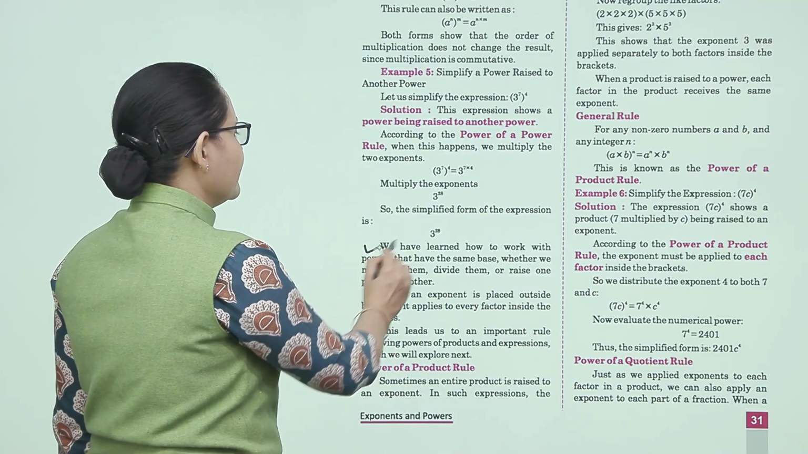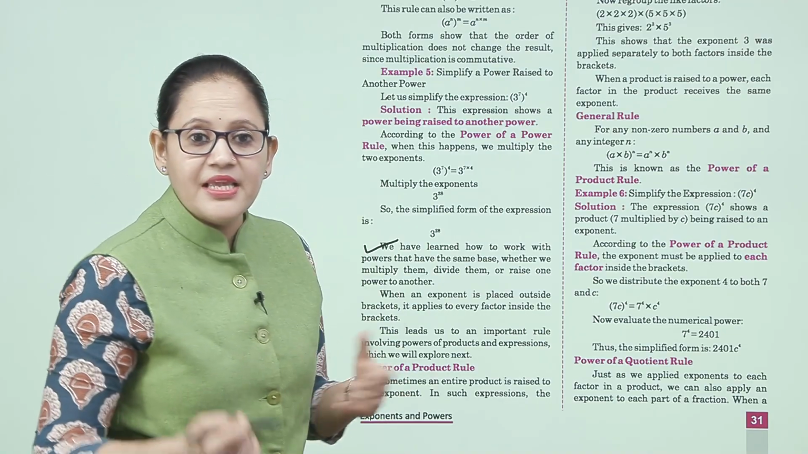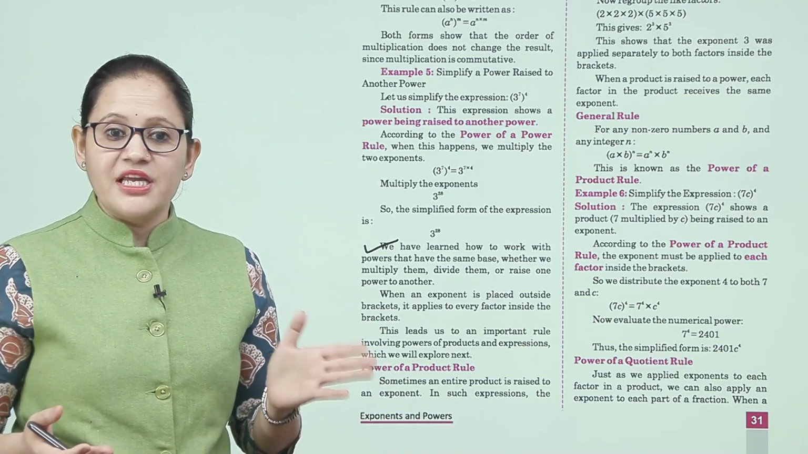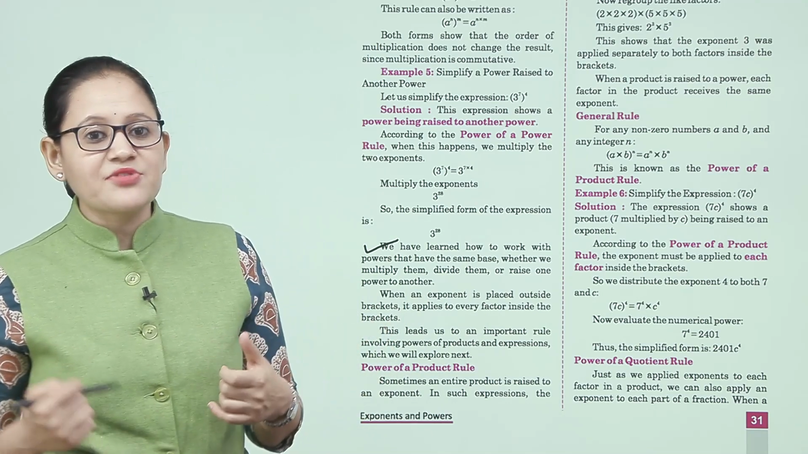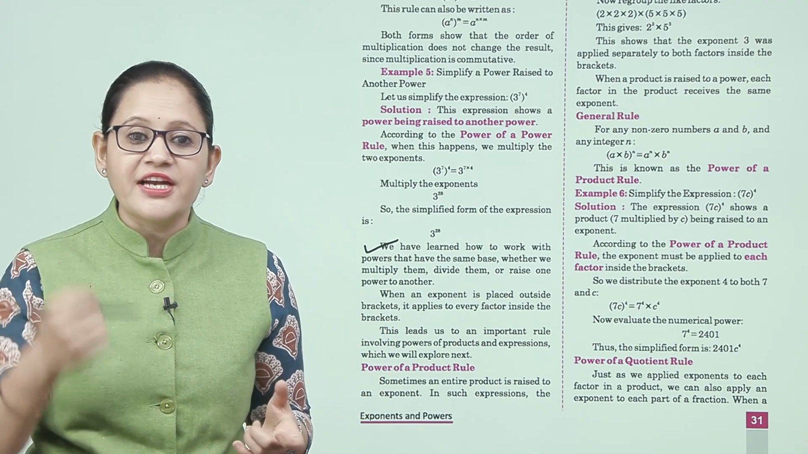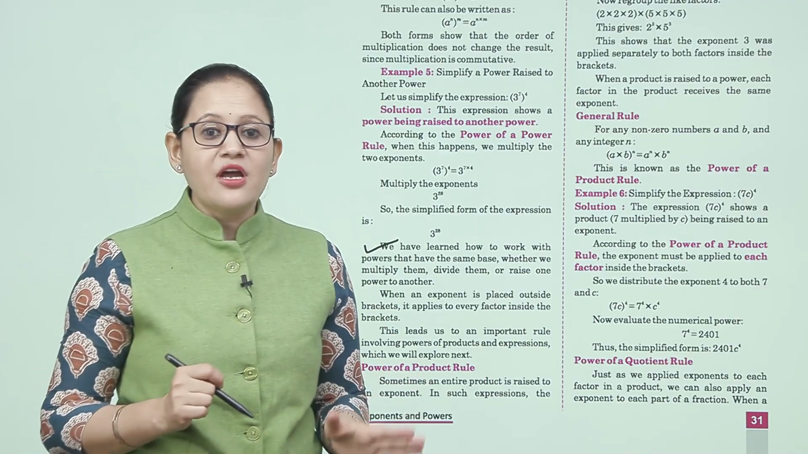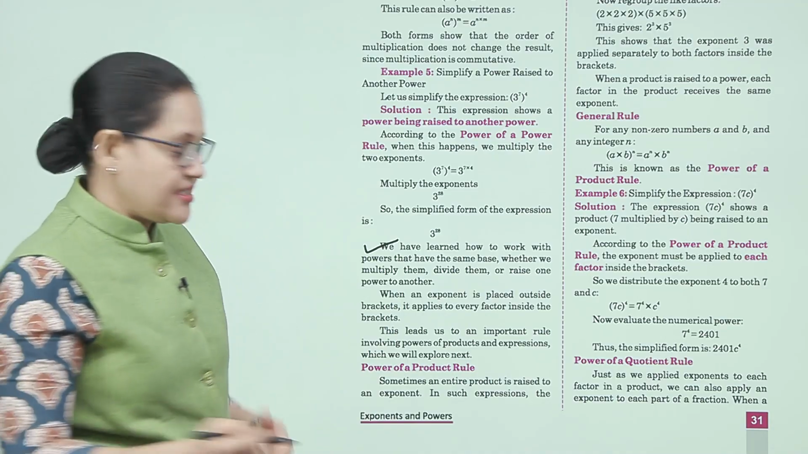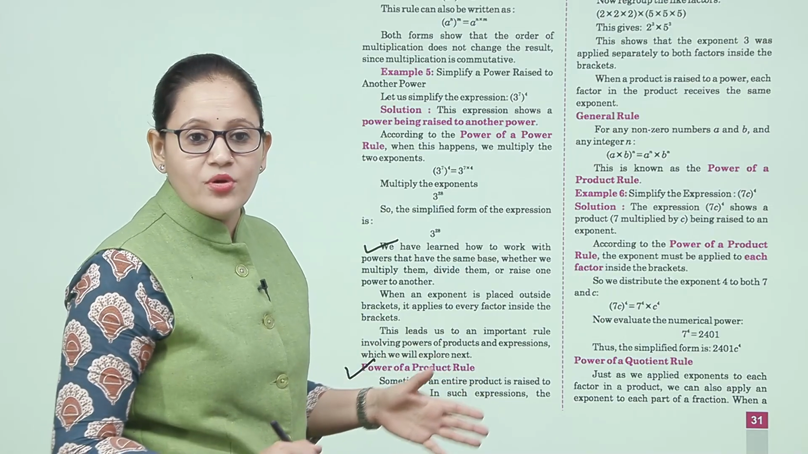So we have learned how to work with powers that have the same base. If the base is the same, whether we multiply them, divide them, or raise one power to another, we have learned that here. When the exponent is placed outside the bracket, it applies to every factor inside the bracket. This leads to another important rule, involving the power of a product, which we will explore next. That is the power of the product rule.